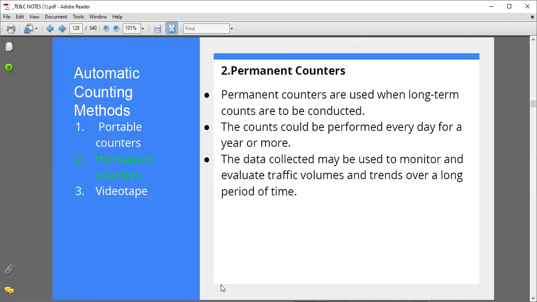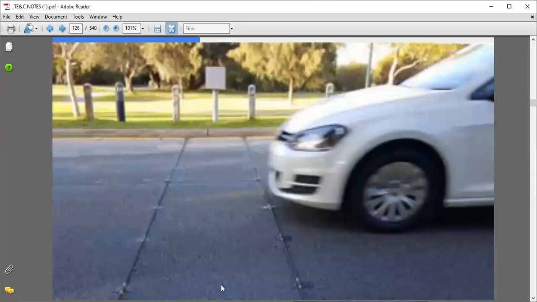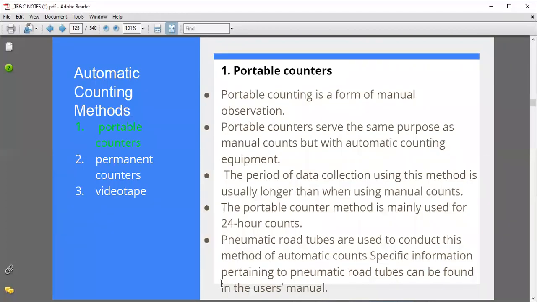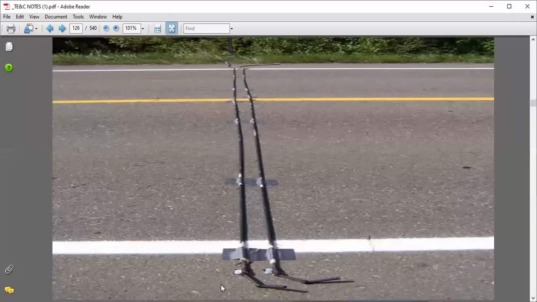Okay, the permanent counters are used when long-term counts are to be conducted. The counts could be performed every day for a year or more. The data collected may be used to monitor and evaluate the traffic volume and trends over a long period of time. These permanent counters are helpful for us to understand the information over the long term. And the portable counters are used for a manual observation for a period, however long we want. From this we can collect the information.